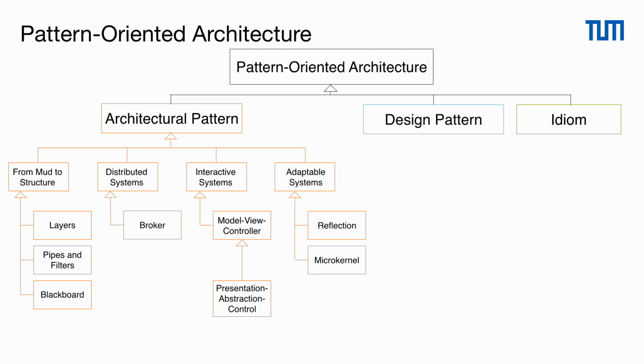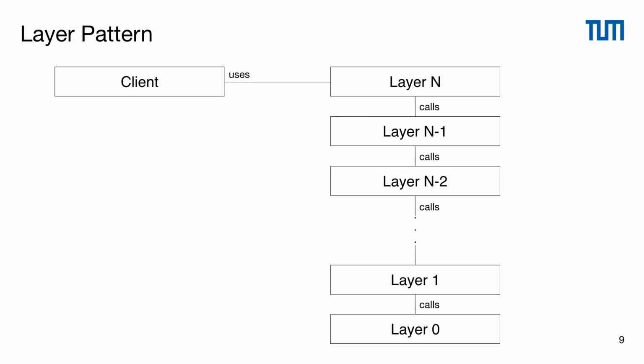This is the total overview of the pattern-oriented architecture, and we will now jump into one pattern, the layer pattern, which is a very famous architectural pattern. To give you an overview of the layer pattern, we have the following diagram. On the left side you can see the client, and on the right side the application, which is decomposed in several layers. So we have layer 0 starting at the bottom up to layer n. The client uses the uppermost layer, layer n in our case, and layer n calls the layer below it.